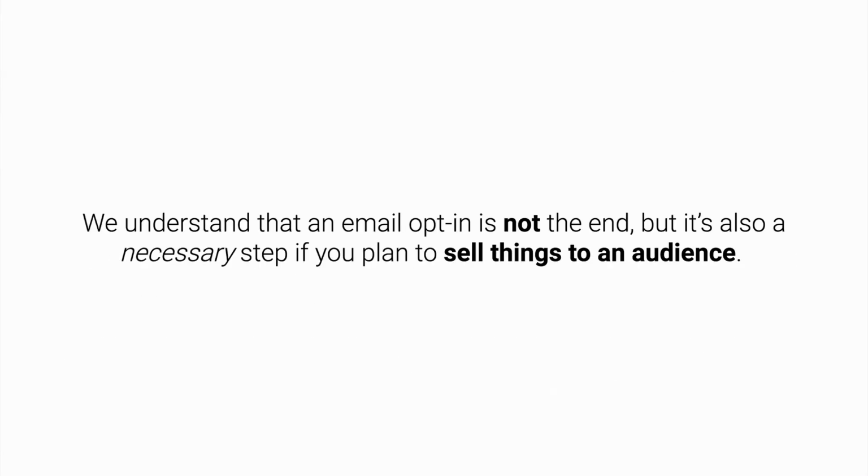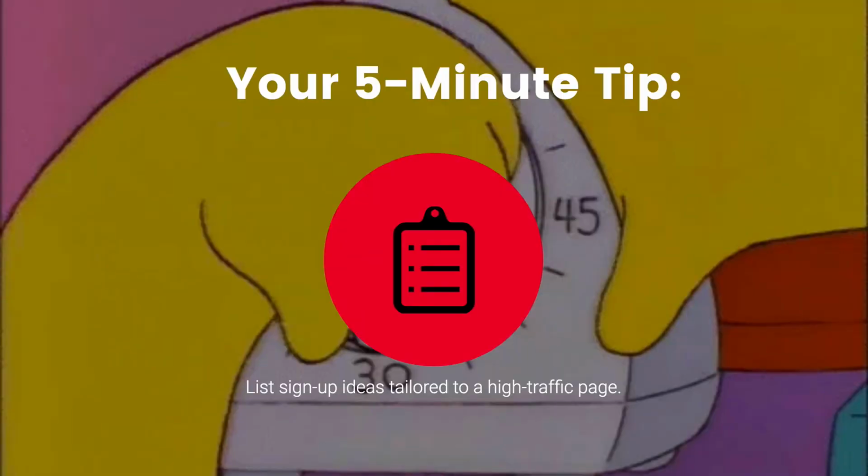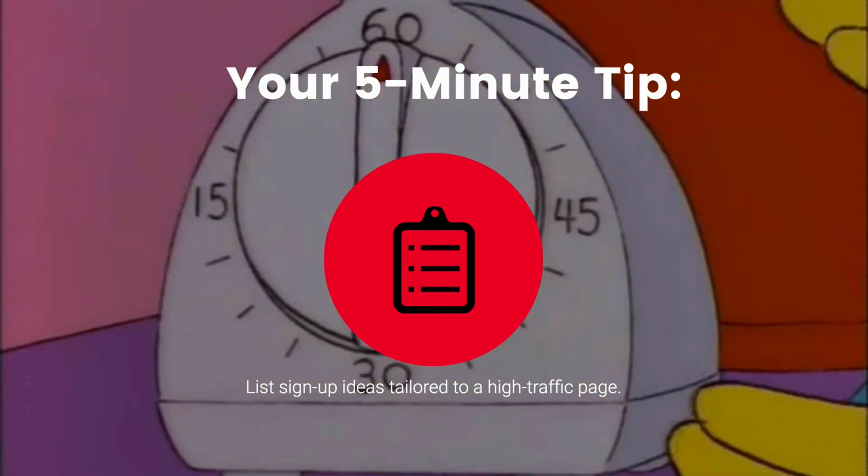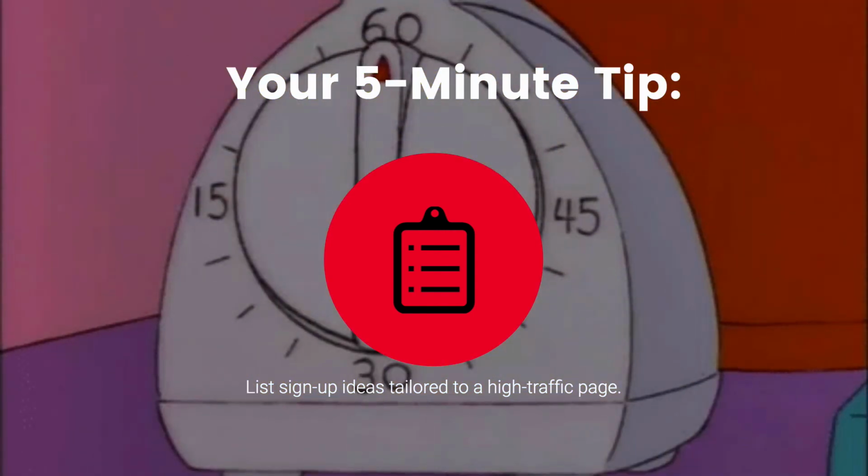We understand that an email opt-in is not the end of your business model, right? You haven't captured value yet. You haven't charged money. But it is a very important step if you want to ultimately sell things to an audience. It's very difficult to expect that people will pay you if you can't even get them to sign up in the first place. So your 5-minute tip is to list sign up ideas tailored to a high traffic page.